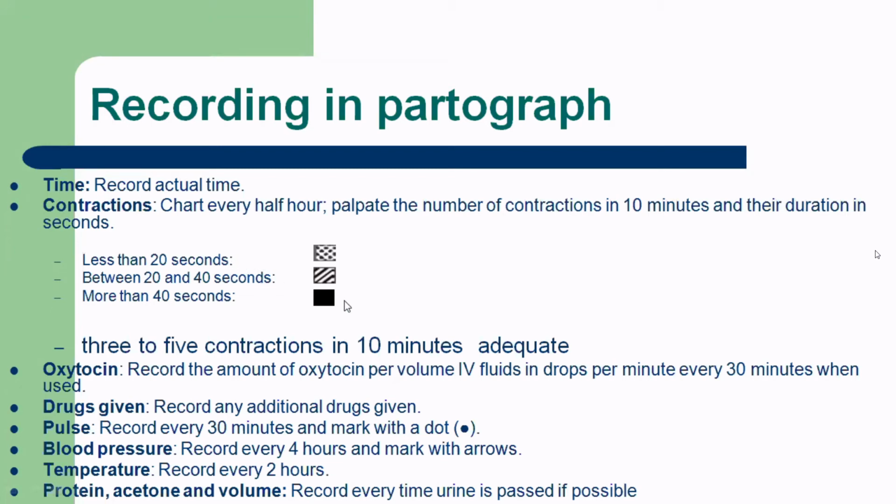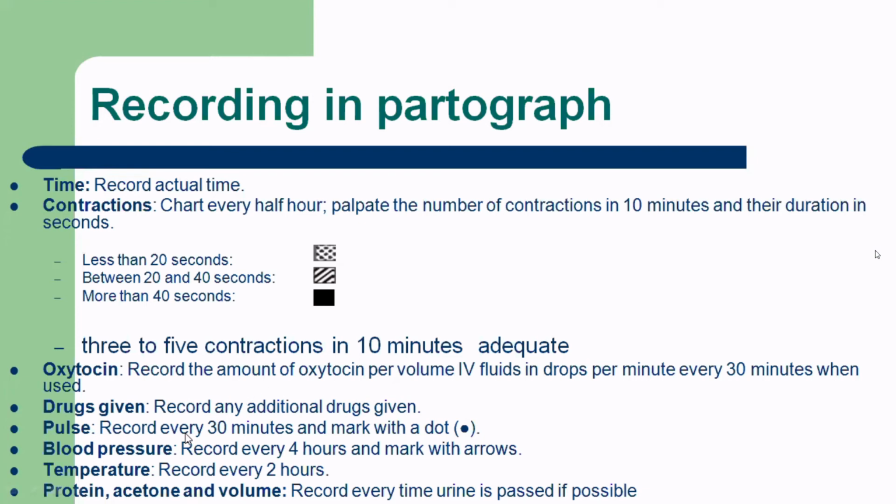Okay. Sometimes one contraction is moderate and one contraction is strong. Okay. Sometimes all contractions are strong. Sometimes all contractions are mild. Okay. Oxytocin, record the amount of oxytocin per volume IV fluid in drops per minute every 30 minutes when it is used. Right. Any additional drugs given should be recorded. Okay. Like it can be antihypertensive drug, it can be antibiotics, like that.